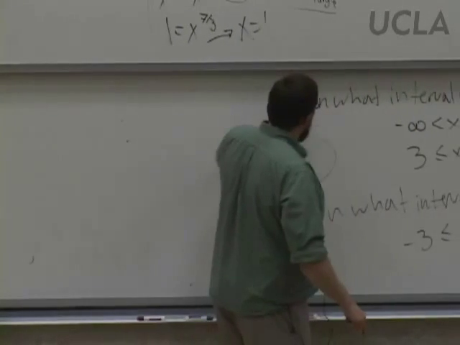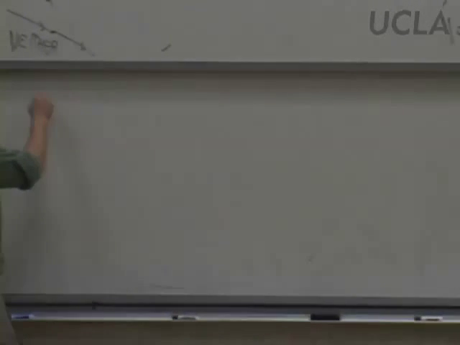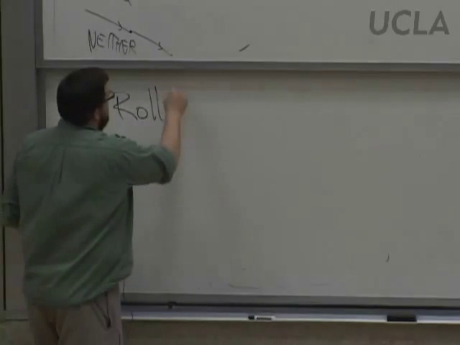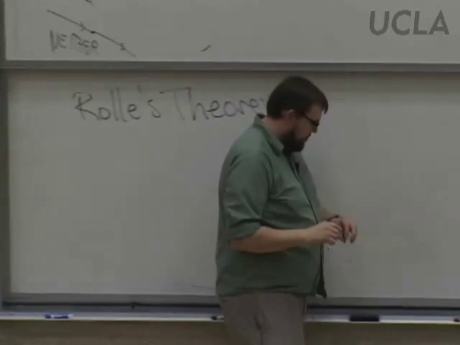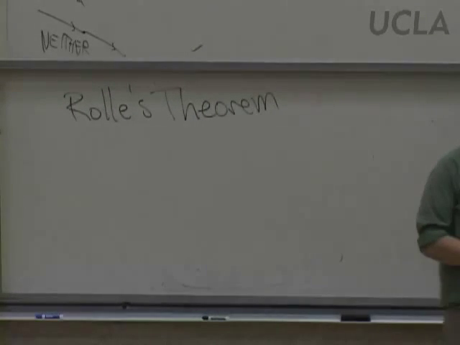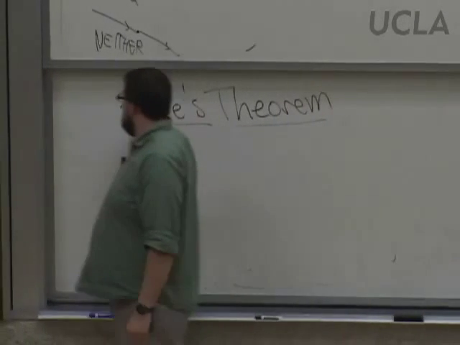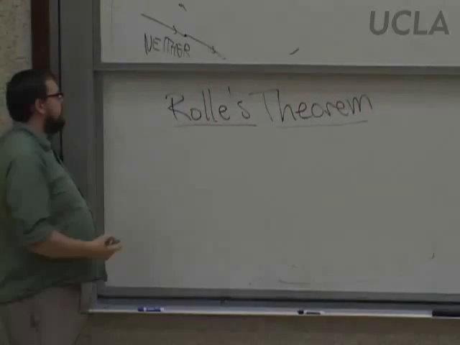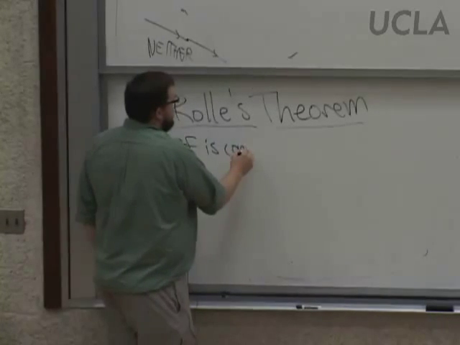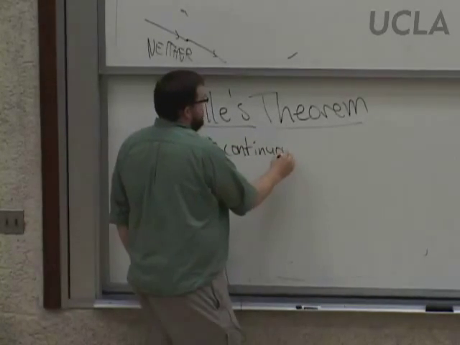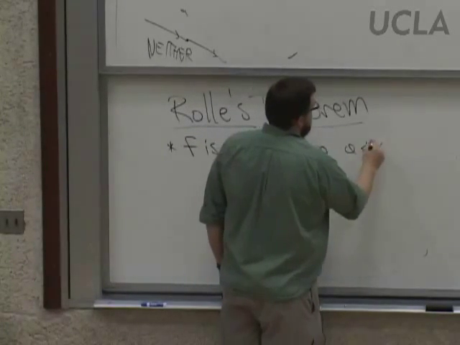But I need to mention one theorem because it shows up on the homework, which is due on Friday. I didn't mention it at the end of last class, which I should have. This is called Rolle's theorem. And Rolle's theorem tells us something. If we have some very simple conditions on our function, we can say something about the derivative. Now, what are the simple conditions? Well, the simple conditions are f is continuous on an interval a less than or equal to x, less than or equal to b.